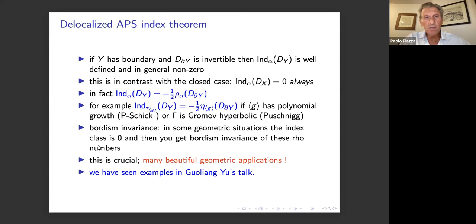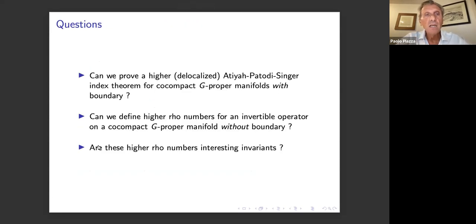Now, this brings me to the following question: can we prove a higher delocalized APS index theorem on a G-proper manifold with boundary? Can we define higher rho numbers in this way when we have an invertible operator? Are these higher rho numbers interesting, as in the case of Galois coverings? Because, as I said, there are many purely geometric applications of these results. So for the rest of the time, I will try to give an answer to these three questions.